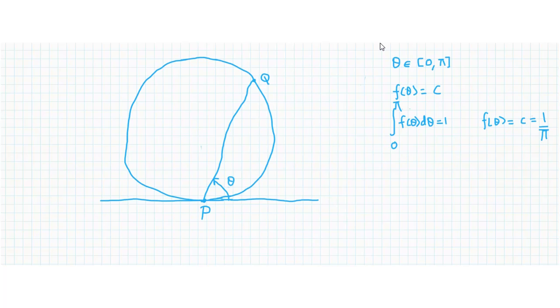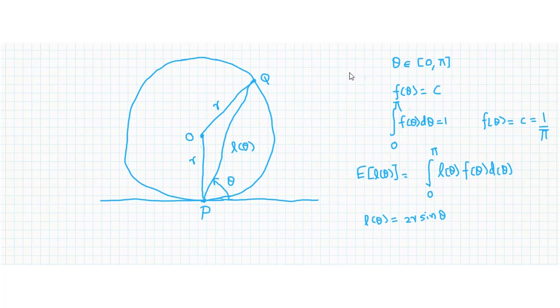Let's define some more quantities. Point O is the center of the circle and OP and OQ are the radii. The length of the chord PQ is L(theta). We would like to know what is the expected length of this chord. Using basic probability, we can write the following. With some basic trigonometry, we can express L(theta) as a function of R and theta. It turns out that L(theta) equals 2R sin theta. So when we plug in the values of L(theta) and f(theta) in the expectation integral, we get the following.